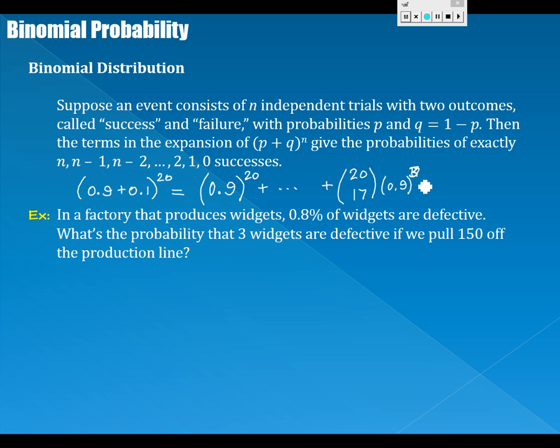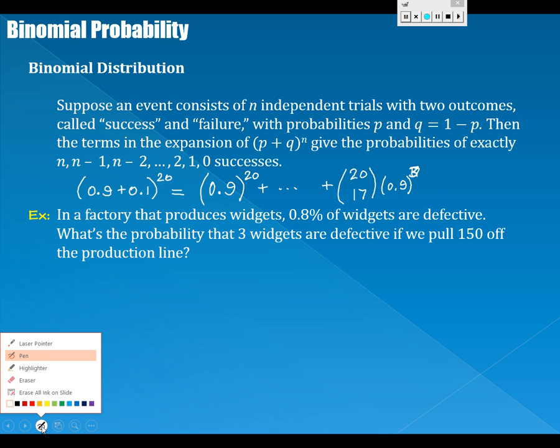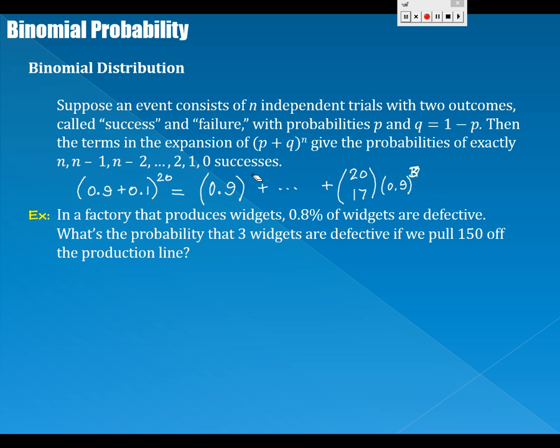Was it? Oh, no, it was 17. Sorry. 0.1 to the third, 0.9 to the 0, 0.1 to the 20th, plus 20 choose 18 times 0.9 to the 18, 0.1 to the 2, etc., right? That's what that felt like.